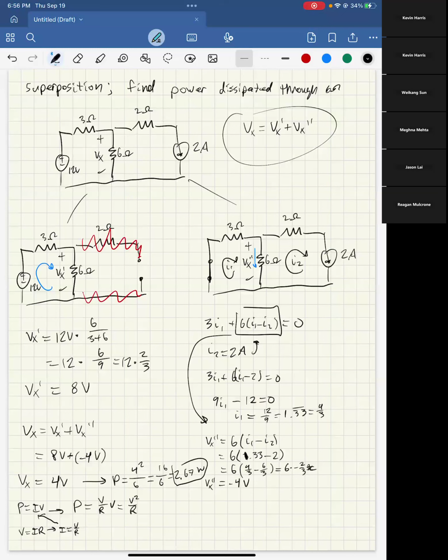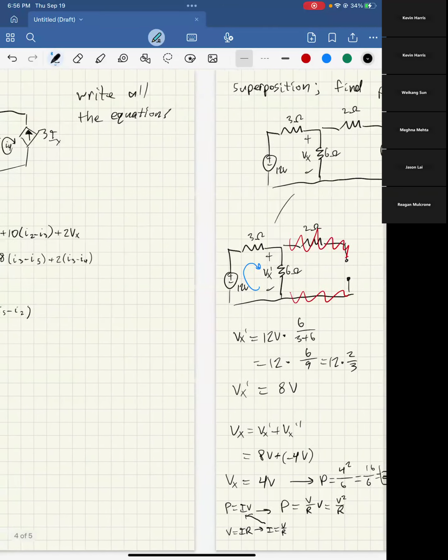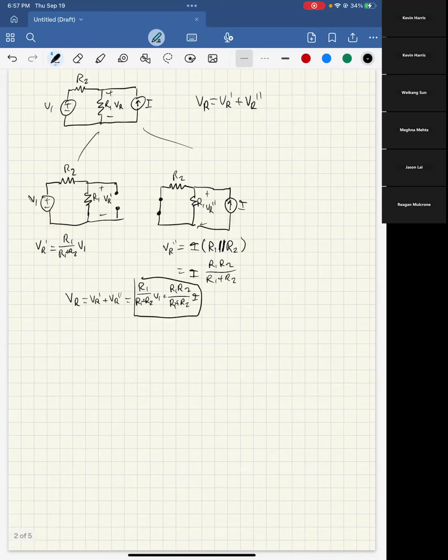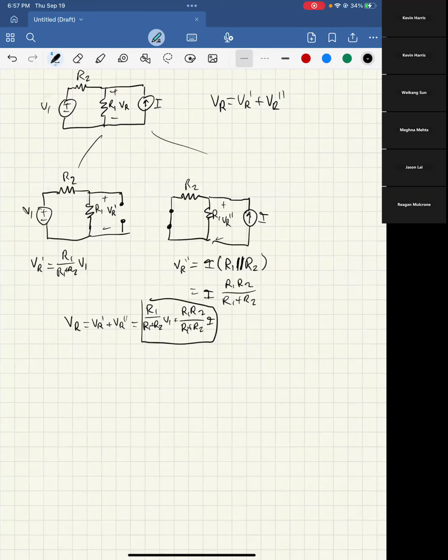You write the two, like, 2 pages about Vx equals Vx prime plus Vx prime prime. And Vx prime equals V1 times R1 divided by R1 plus R2. Yeah, this is what I'm asking about.